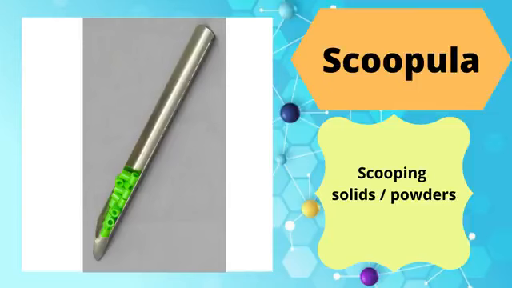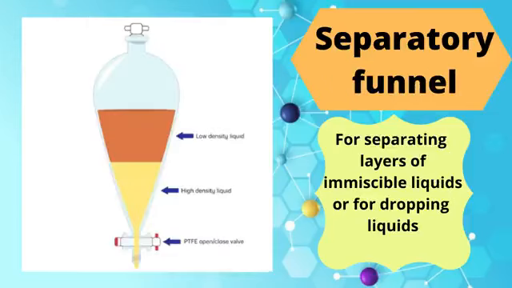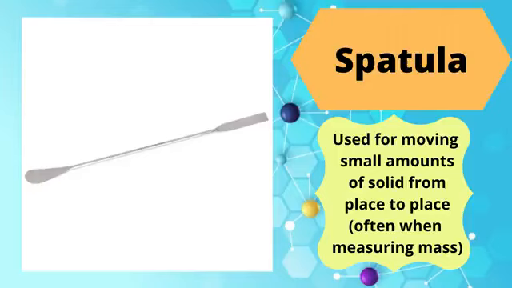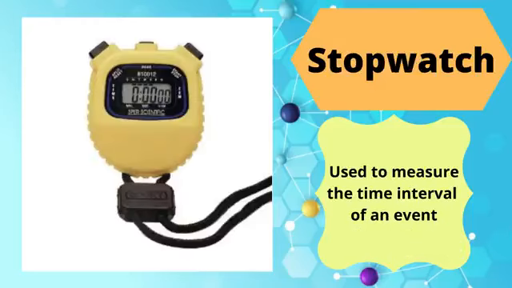Scoopula, for scooping solids and powders. Separatory funnel, for separating layers of immiscible liquids or for dropping liquids. Spatula, used for moving small amounts of solid from place to place, often when measuring mass. Stopwatch, used to measure the time interval of an event.